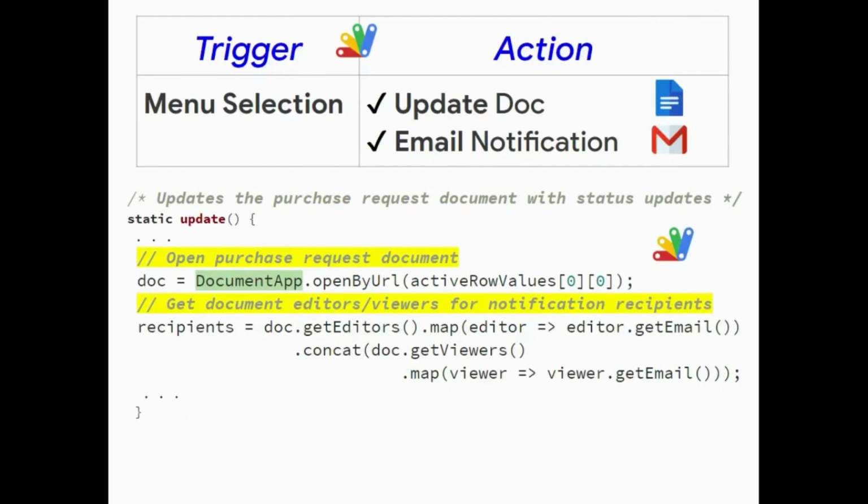And then now we're seeing access to the G Suite document service. So AppScript goes and opens up that service request document automatically, and then gets the editors and viewers of that document. We're collecting that so that we can send Gmail notifications once all of the AppScript code is completed doing the status updates.